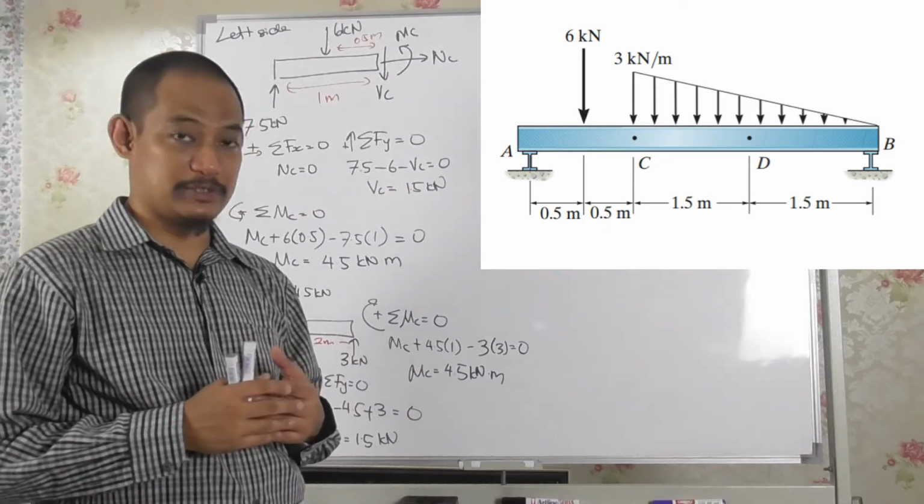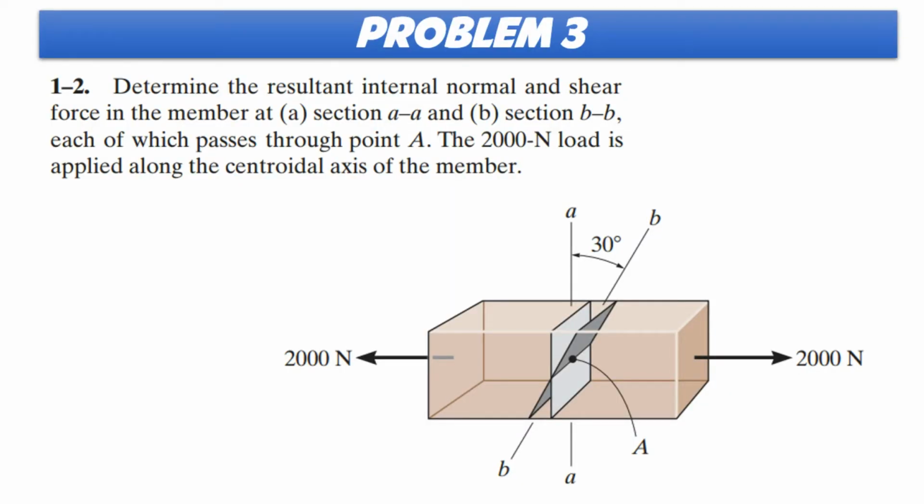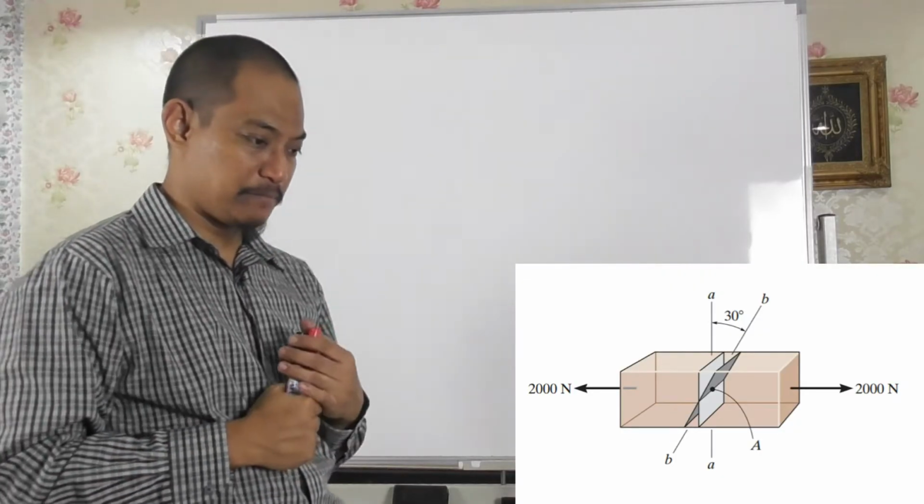Let's go to problem number 3. So this is problem number 3. We are given the diagram there. We have the force of 2000 Newton. And the question states, determine the resultant internal normal and shear force in the member at A, section AA, and B, section BB, each of which passes through point A. The 2000 Newton load is applied along the centroidal axis of the member. Right, so the diagram is there.